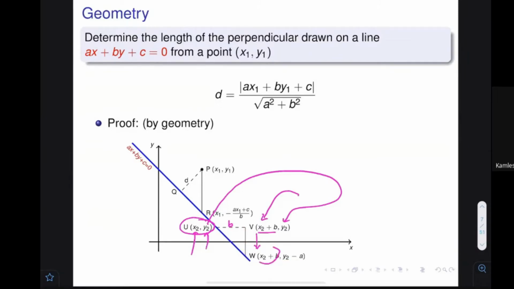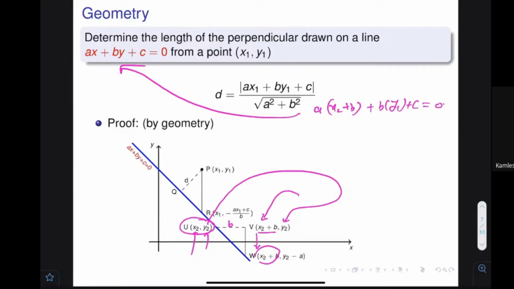You know that x is x2 plus b multiplied by a, because in this equation you can put these things. You find it is b multiplied by, I don't know the value of y, I want to find out. Then c is equal to 0. It is going to be like that. So what is the value of this y? y is equal to minus c minus a multiplied by x2 plus b, divided by b.